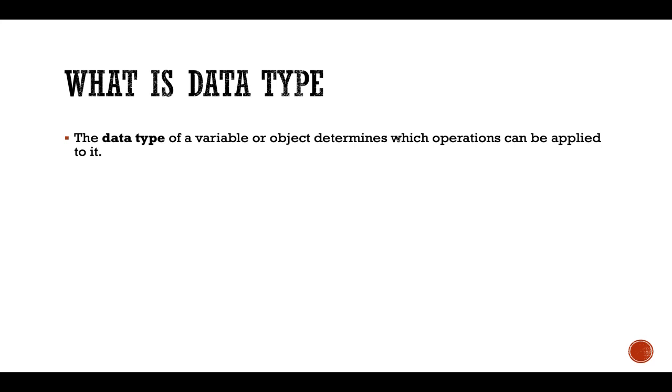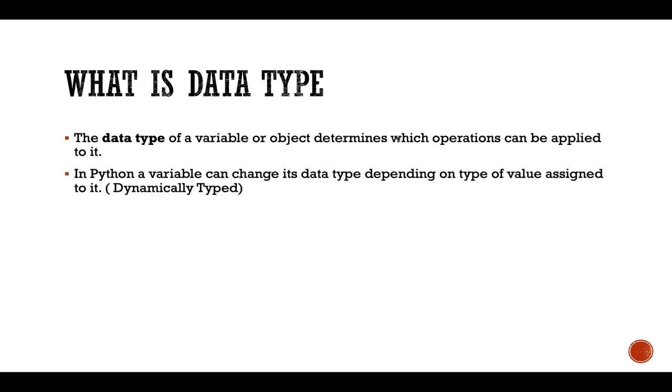Those of you who are already aware of some other programming language might know the concept of data type. For beginners, a data type just lets you know the type of data stored in a variable and the operations that can be performed on it. In Python, a variable can change its data type depending on the value assigned to it. We already know that concept, which is known as dynamic typing. Python is a dynamically typed language where the data type of a variable is not fixed. It will always depend on the value that the variable is currently holding.